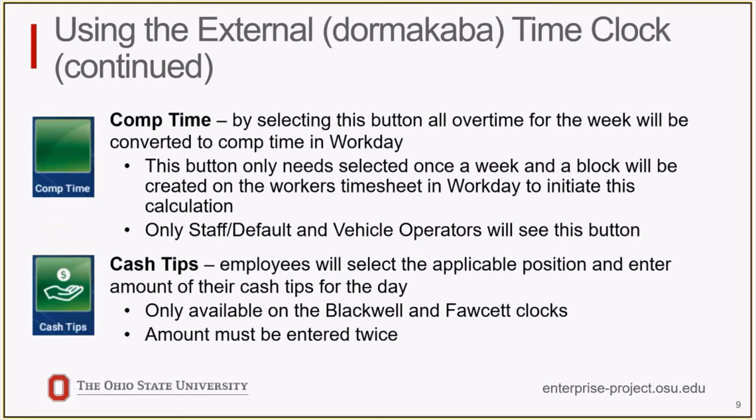The Cash Tips button is only available at select clocks and by job profile. When employees receive Cash Tips, they will select the Cash Tips button and enter the applicable position and amount. The amount must be entered twice for verification. Once the employee selects Submit, they will immediately see a confirmation message and a time block will be created on their time calendar in Workday with the Cash Tips amount. Employees can edit the Cash Tips submitted at the time clocks on their time calendar in Workday.